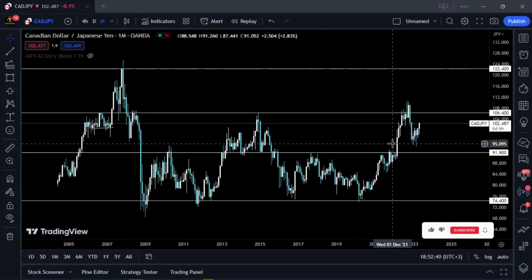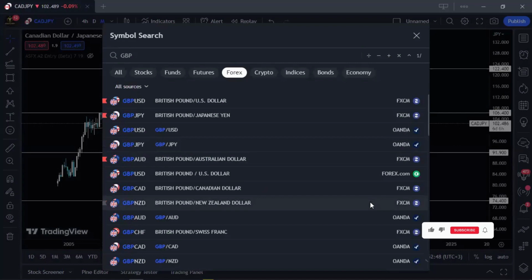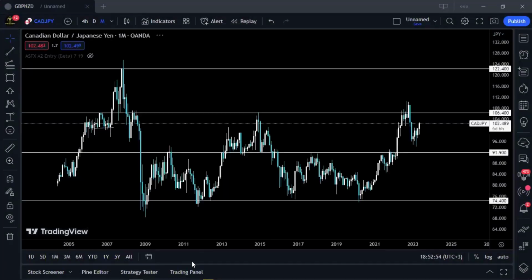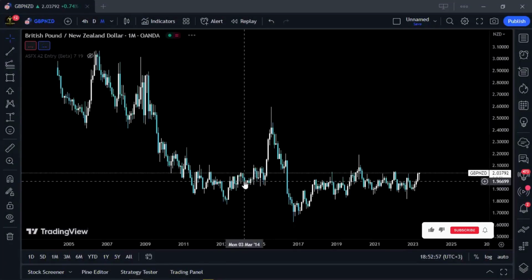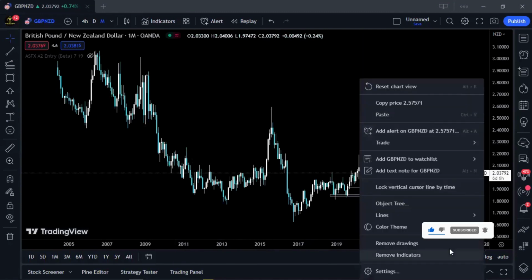What pair should I look at? I don't know. GBP something. Pound has always the momentum. So let's look at GBP. I haven't looked at GBP in Z for a while. Should we look at that? Haven't traded it for a while.